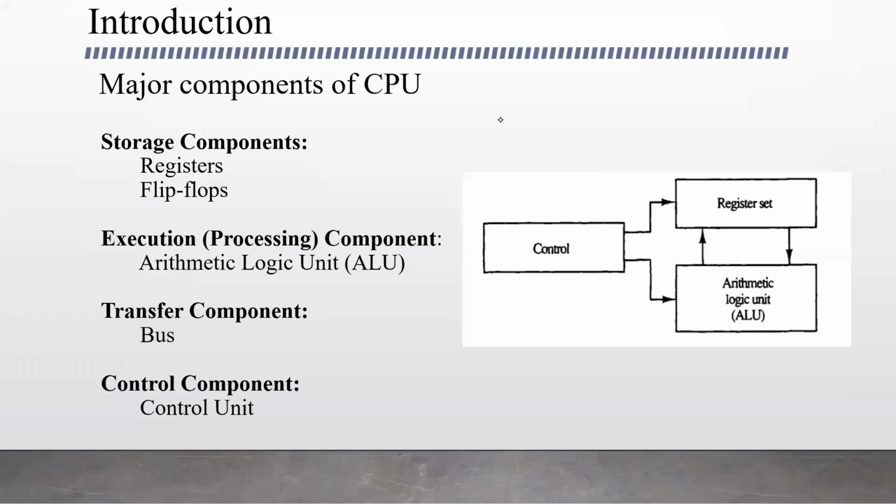Okay, we have learned about the major components of the central processing unit. The major components are the set of registers used to store data, and the arithmetic and logic unit used to perform the operations, to execute the instructions and process the data. The control unit is to control the operations of the arithmetic and logic unit and the transfer of information between the registers. So we have storage components, the ALU as the execution or processing component, the bus as the transfer component, and the control unit as the control component.